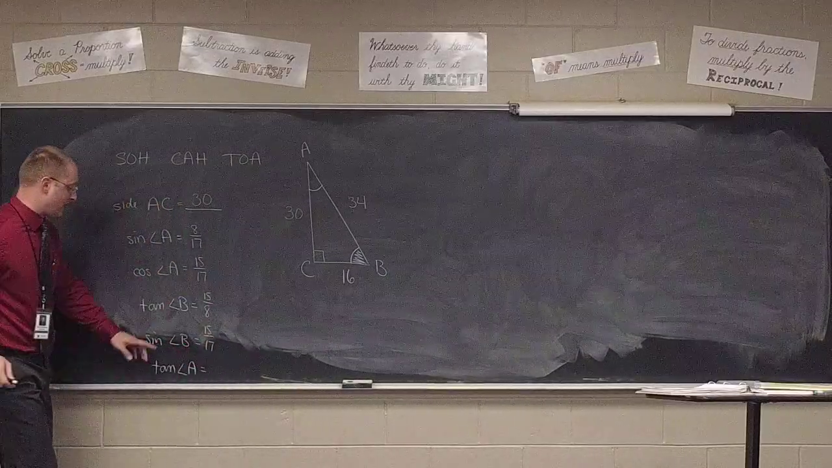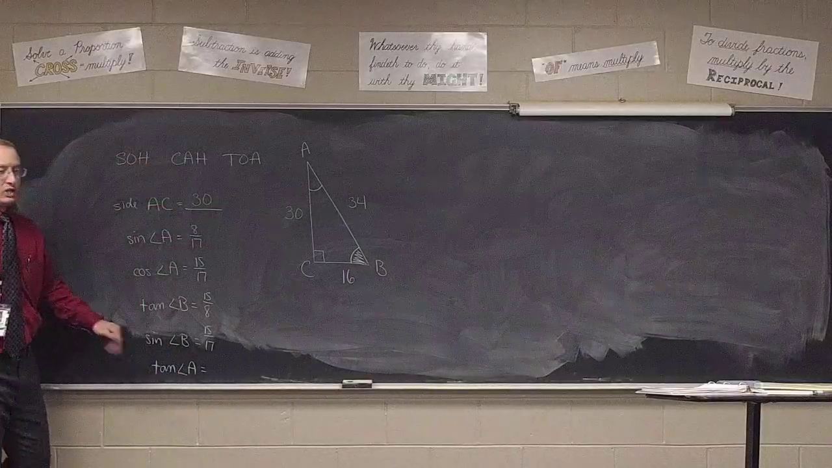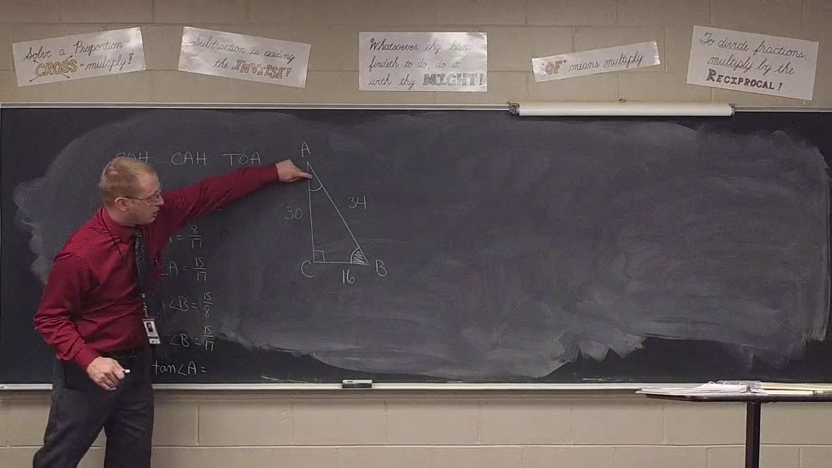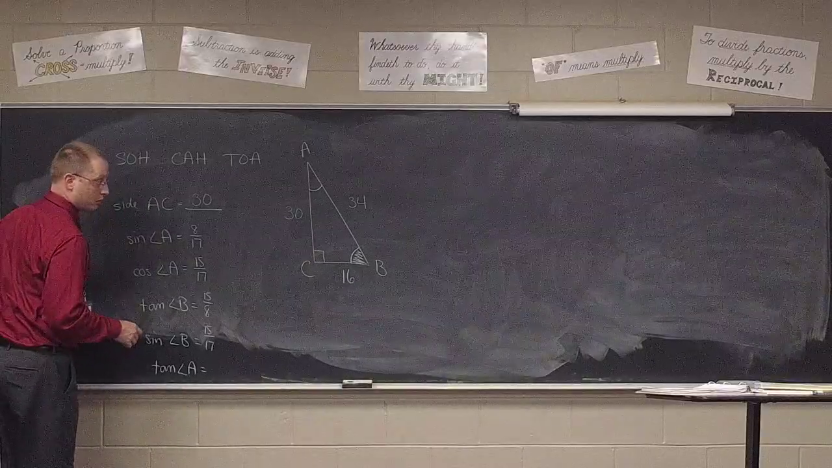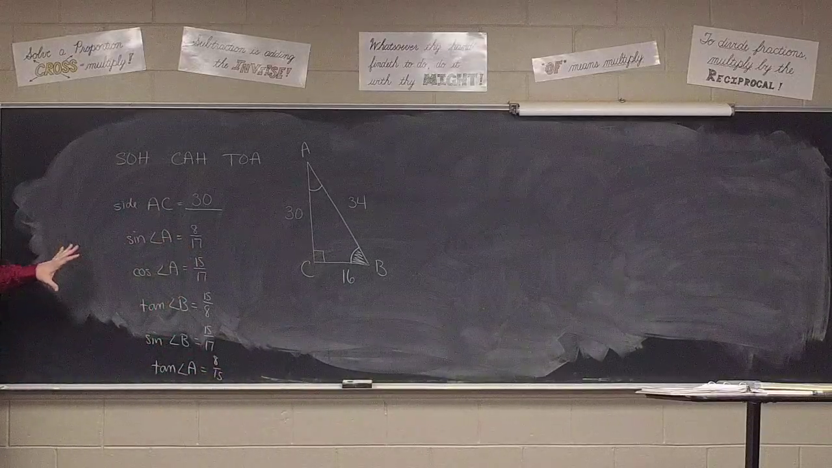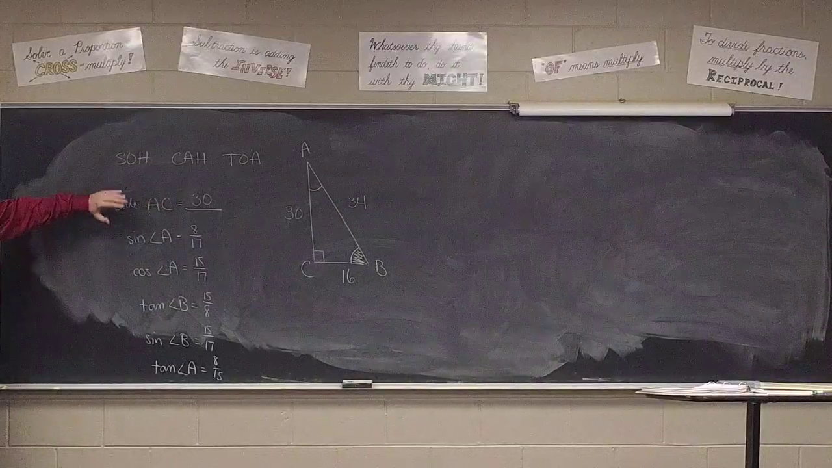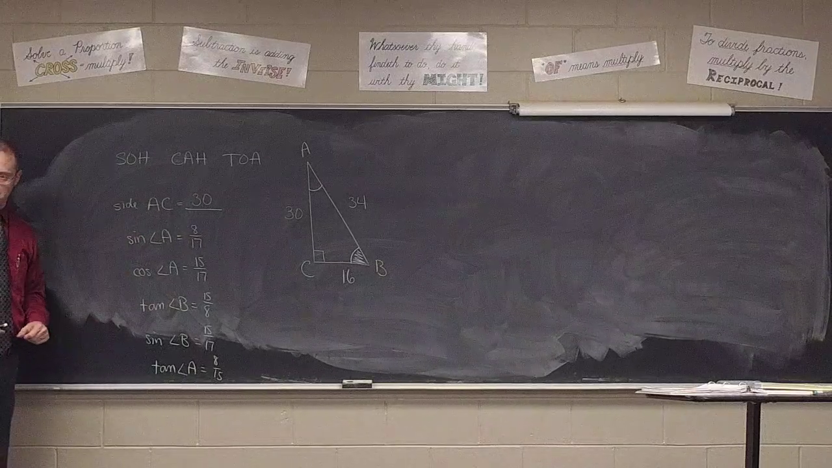Then switching back to angle A again, tangent's what over what? Opposite over adjacent. And what is opposite over adjacent? 16 to 30, which reduces to 8 to 15. Good to go on this. Any questions at all on finding a missing side of a triangle using the Pythagorean theorem, or building on that, finding trig ratios for acute angles?